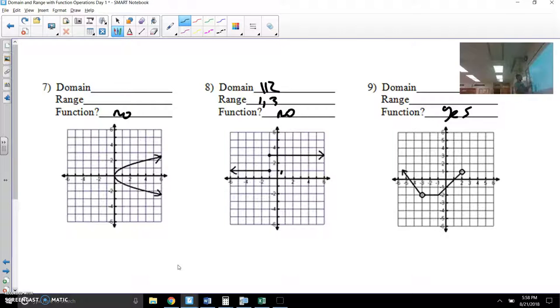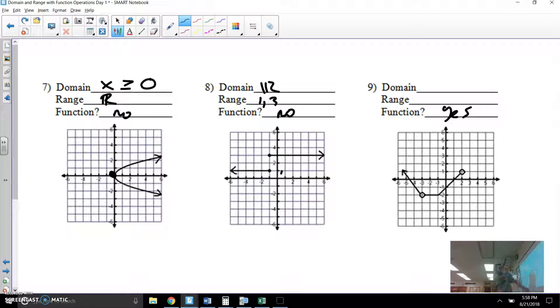Number 7, we're trying to talk about the domain. This looks like it goes forever right from the origin, and the origin's at 0. So this is x greater than or equal to 0. And for the range, this arrow suggests that it's going up forever while going right. It's also going down forever while going right. So that's why we're going to say that that's all real numbers.